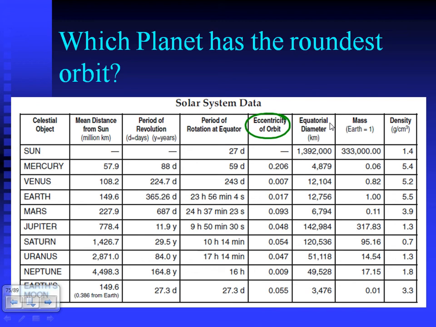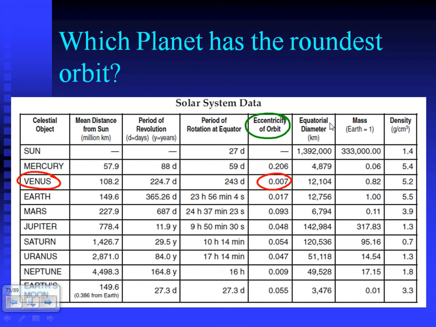All right, guys, so let's figure out which planet had the most circular orbit. Remember, for a circular orbit, we're looking for a very low eccentricity value. The closer it is to zero, the more round it is. Well, the lowest eccentricity value belongs to the planet Venus at 0.007. So what that means is Venus has a very circular orbit.